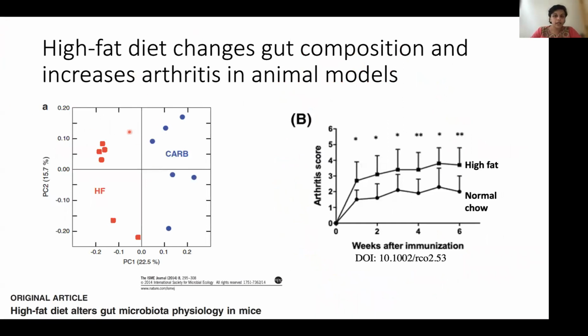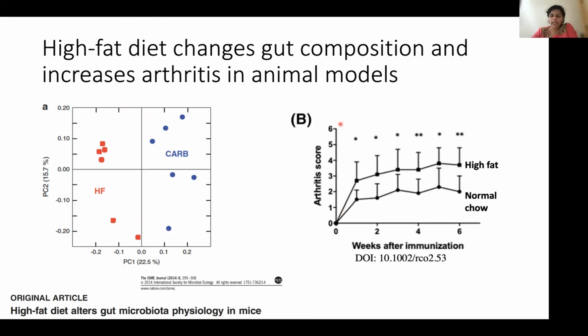So they also can change our gut composition. This was a study done in mice. And again, these really technical plots are meant to represent a microbiome composition, and dots that are close together are more similar in composition. The microbiomes of mice that are fed a high-fat diet look different than the microbiomes of mice that are fed a carbohydrate diet. So we know that high-fat diets shift the microbiome.